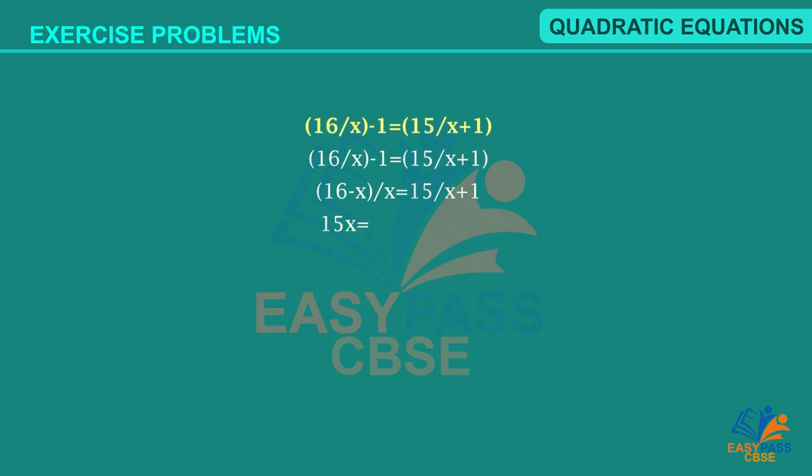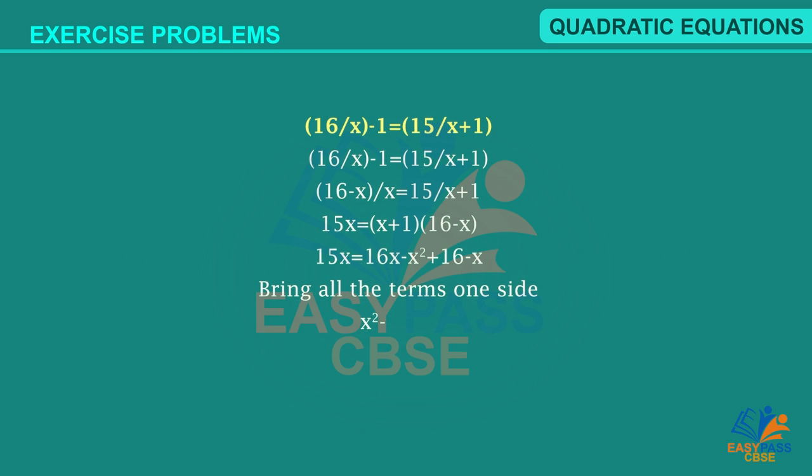Just do cross multiplication. You have 15 times x is equal to x plus 1 times 16 minus x. Open the right hand side one. You have 16x minus x square plus 16 minus x. Bring all the terms one side. You have x square minus 16 equals 0. Therefore, x square equal to 16, x equal to plus or minus 4. Therefore, roots of the equation are x is equal to plus or minus 4.